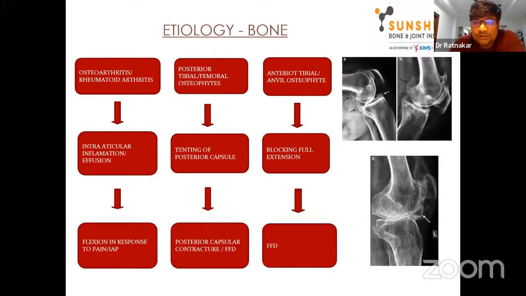There are various etiologies proposed for this flexion deformity. In patients with rheumatoid or osteoarthritis, because of the raised intra-articular pressure secondary to the inflammation, the knee joint will assume a flexion posture, leading to flexion contracture. Secondly, because of the formation of posterior osteophytes, there will be tenting of the posterior capsule, and a persistently contracted posterior capsule will maintain the flexion contracture. Or it could be because of a mechanical block on the anterior aspect called anvil osteophytes, which prevents complete extension.